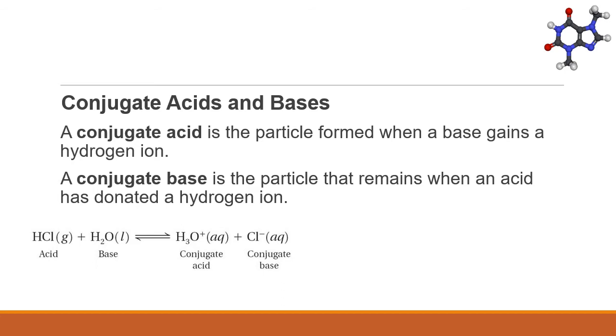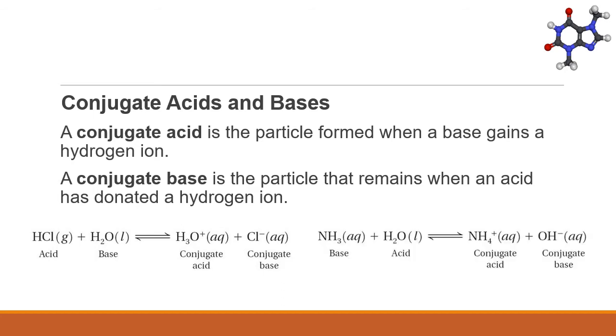Water accepts a hydrogen from HCl to form a hydronium ion, and the chlorine is released as an ion in the solution. We know that hydronium ion makes solutions acidic. We refer to it as the conjugate acid of water. On the other hand, the chloride ion that was released from HCl is referred to as its conjugate base. An acid reactant has a conjugate base product. A base reactant has a conjugate acid product.